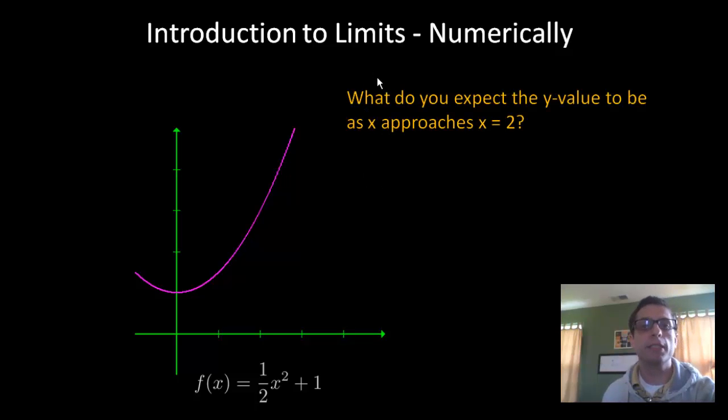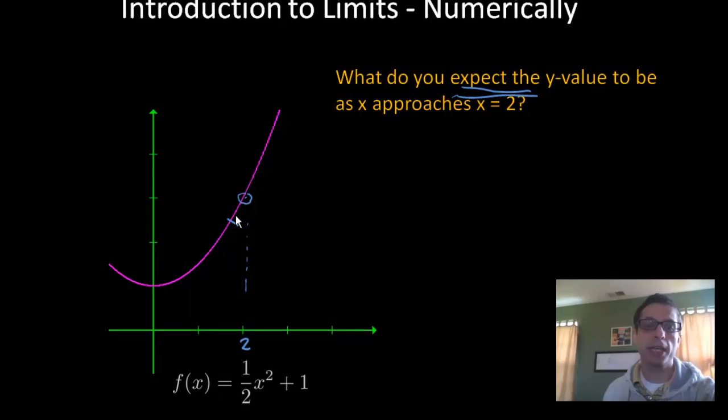Limits are asking the following question: what do you expect the y value to be as x approaches 2? So if you go back down to 2, that's exactly at 2.